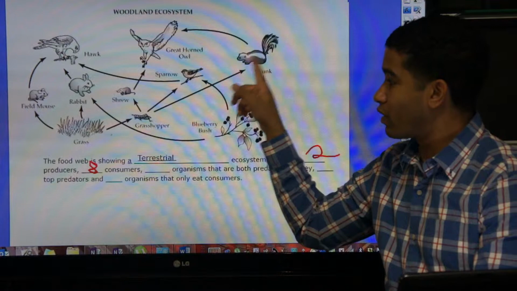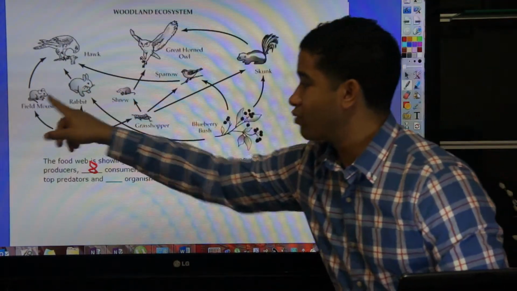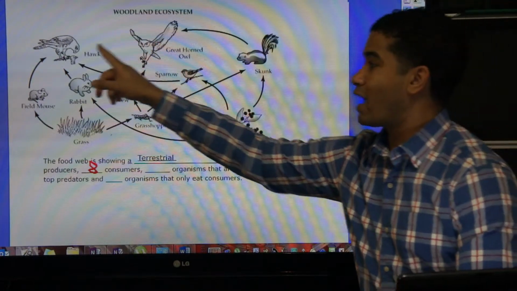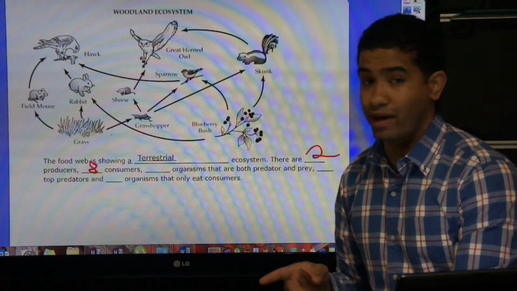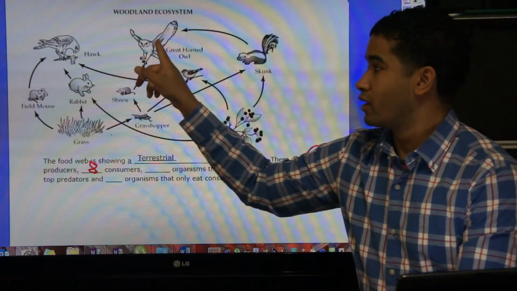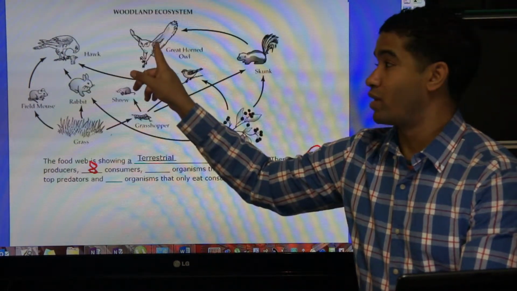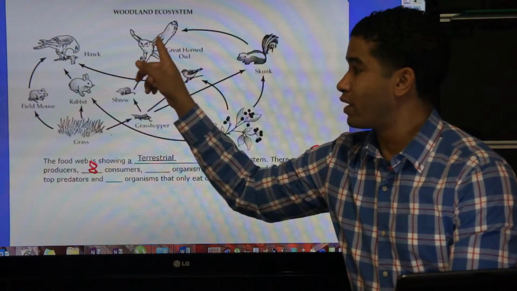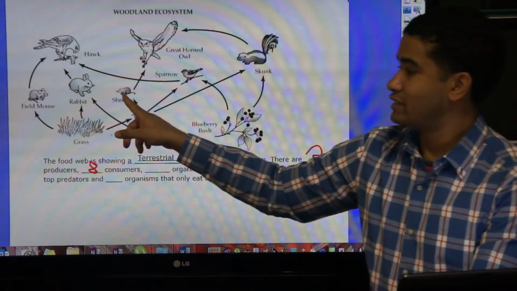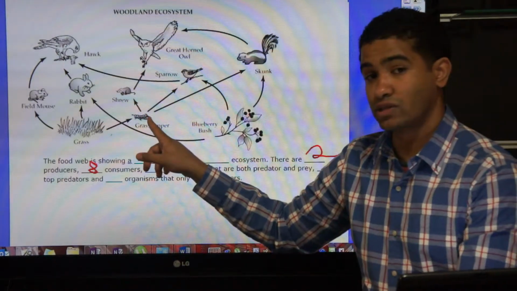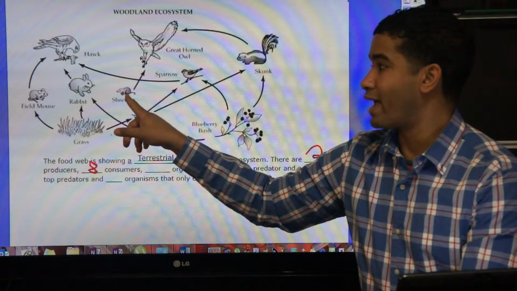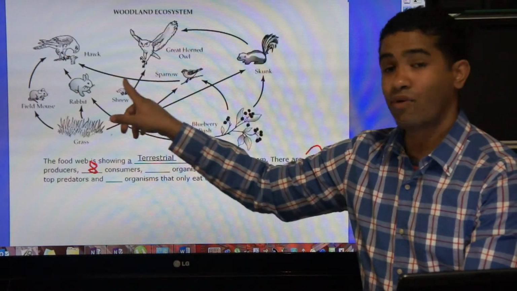Okay, so prey, prey, prey, prey, prey, prey. The great horned owl and the hawk are not prey at all. They are predators only. So they're consumers and they're predators. They're not prey. So predator, predator, prey only, prey only, prey only. This is a predator because he hunts and kills the grasshopper. So he's a predator to the grasshopper and a prey for the owl. So he's a prey and a predator.